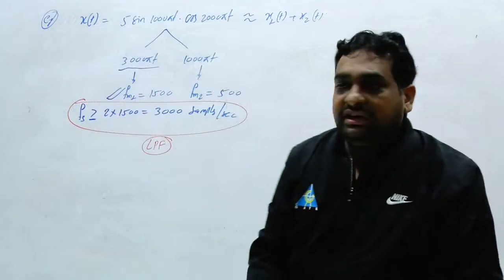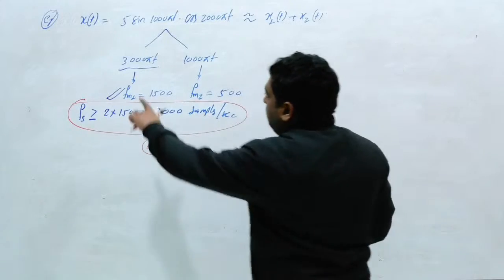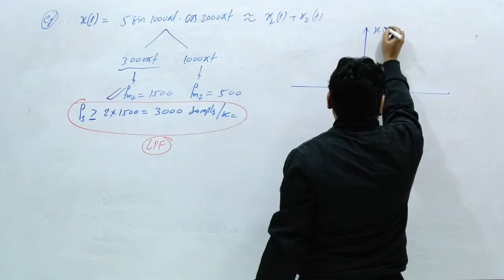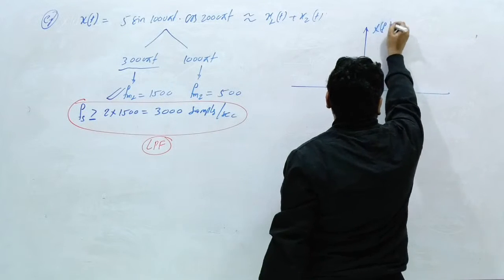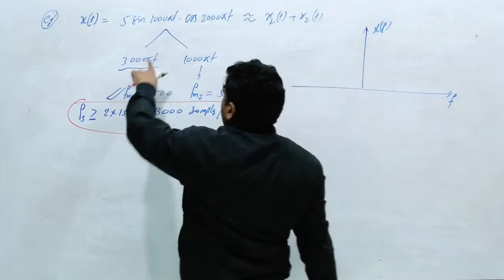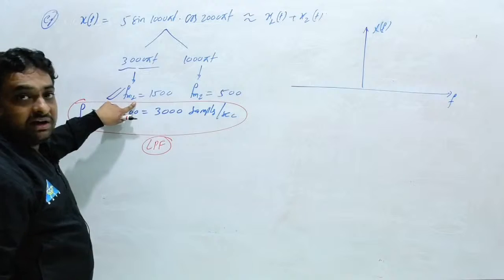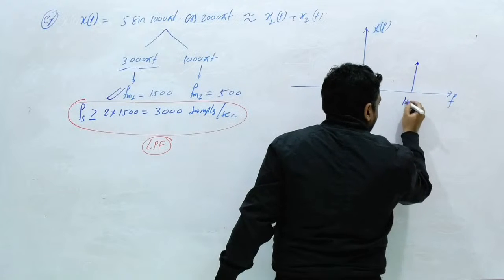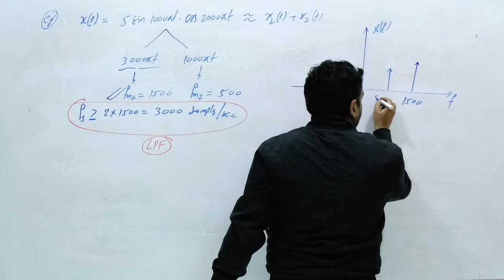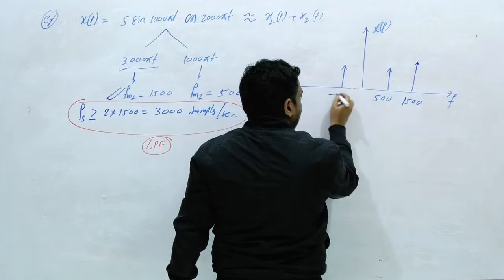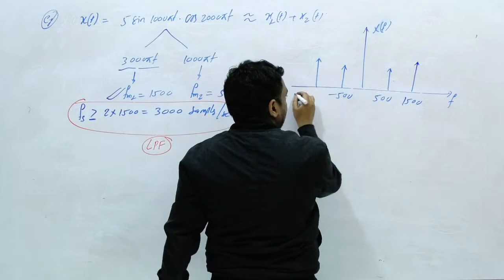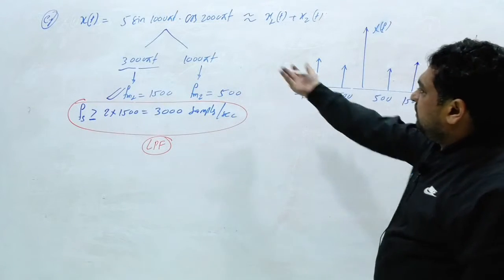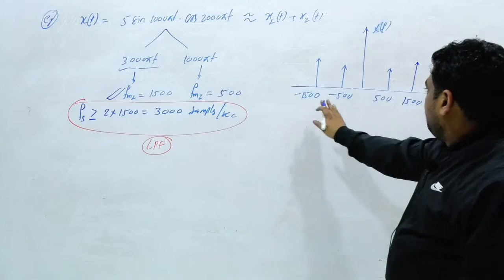Now I am also interested in the spectrum of this signal. What is the Fourier transform of this x of t? I am going to draw the Fourier transform of this x of t, this X of f. Now here two components are present, one at 1500 and second at 500. So you will get one impulse at 1500 and second impulse at 500. Similarly here at minus 500 and here at minus 1500, like this. Clear? Amplitude you can find out.